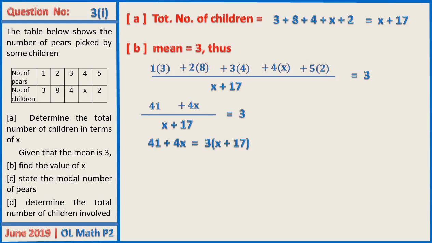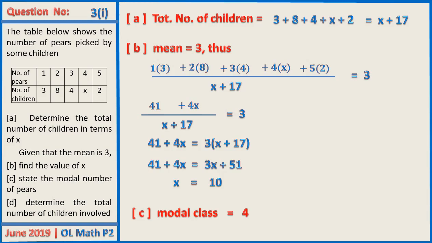Cross multiplying will give us 41 plus 4X equals 3 into X plus 17. Opening out the brackets, we will have 41 plus 4X equals 3X plus 51. And X will be equal to 10 when you bring like terms together.